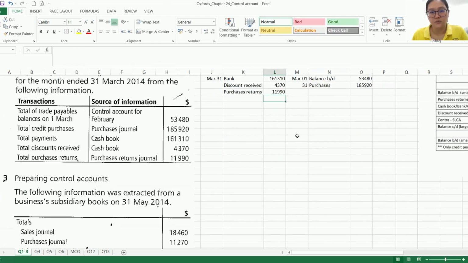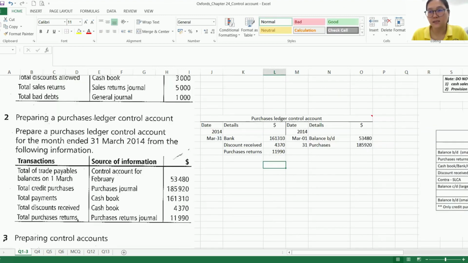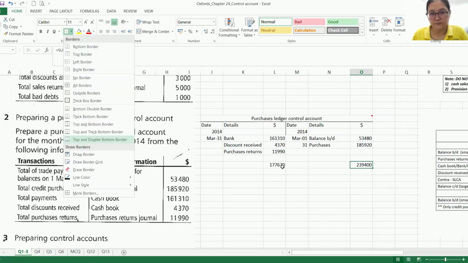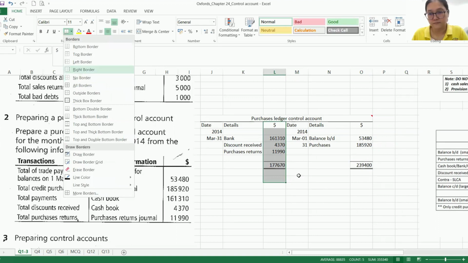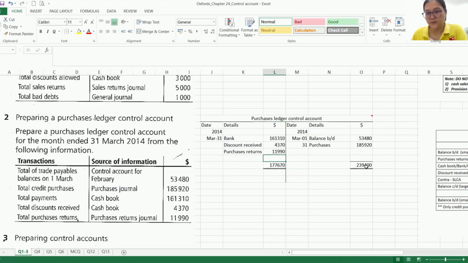Let's move on. So we complete the entry. The next thing is the subtotal. So this is what we have. Calculate how much the difference is. Take this minus 177,670. This amount is from here, the total. So the difference is the balance carried down. Balance carried down and balance brought down, as usual, must be a complete set.